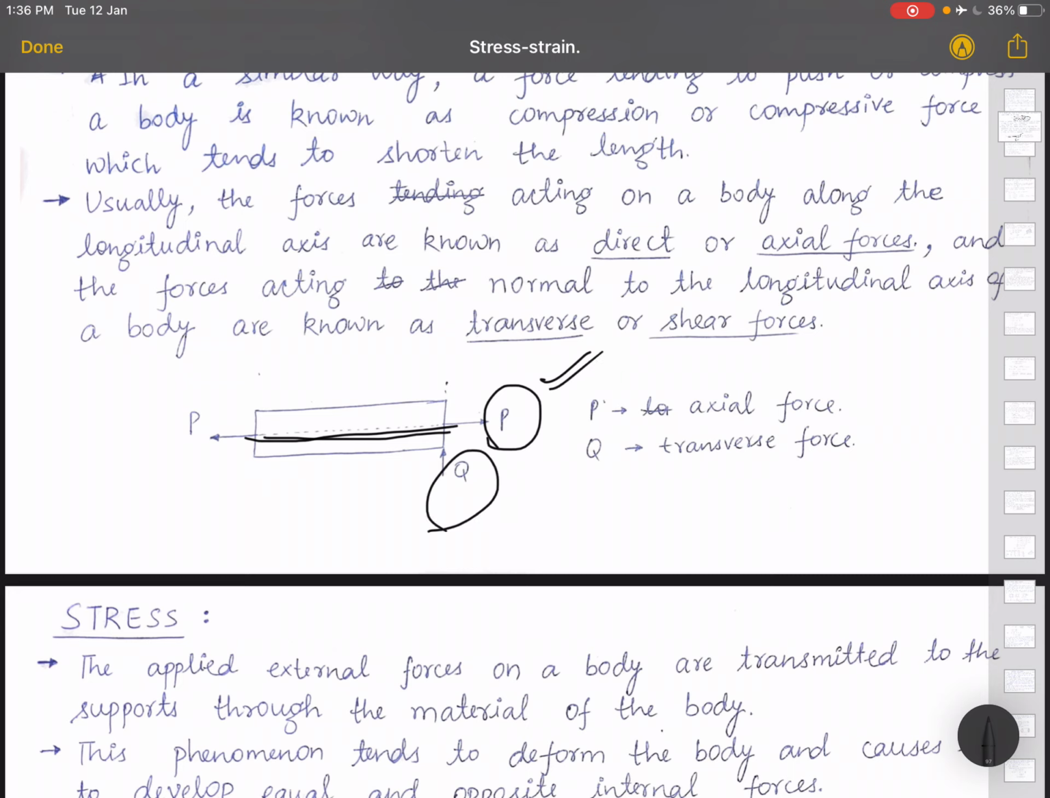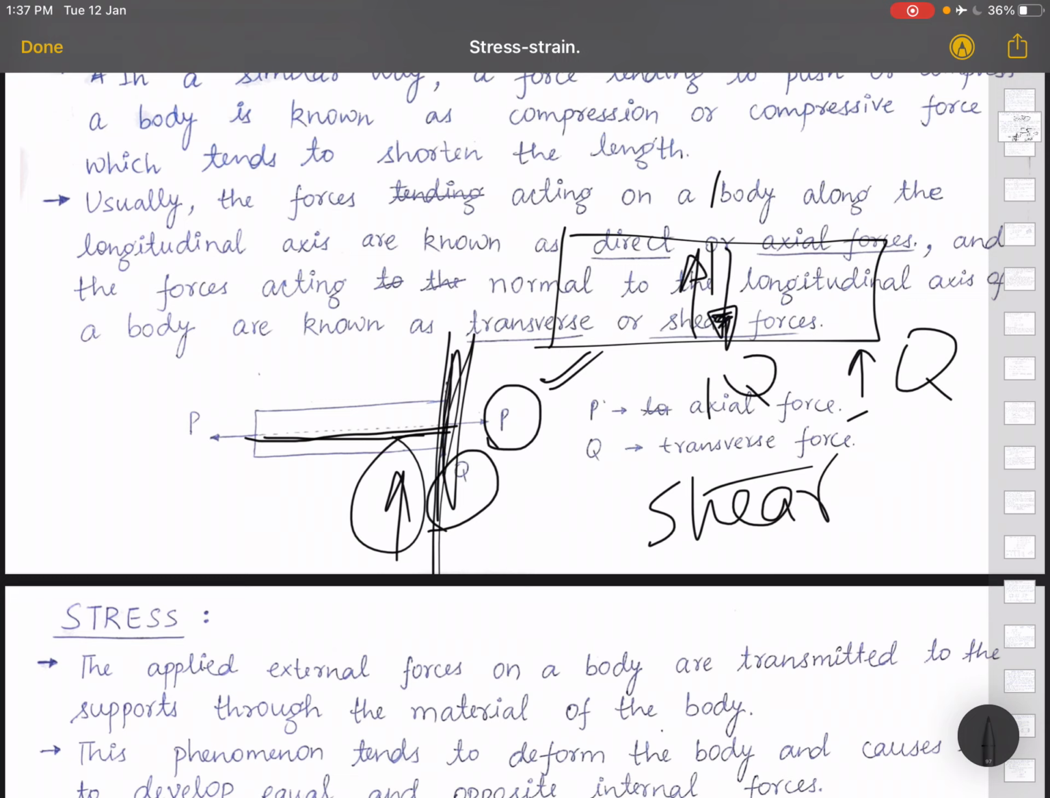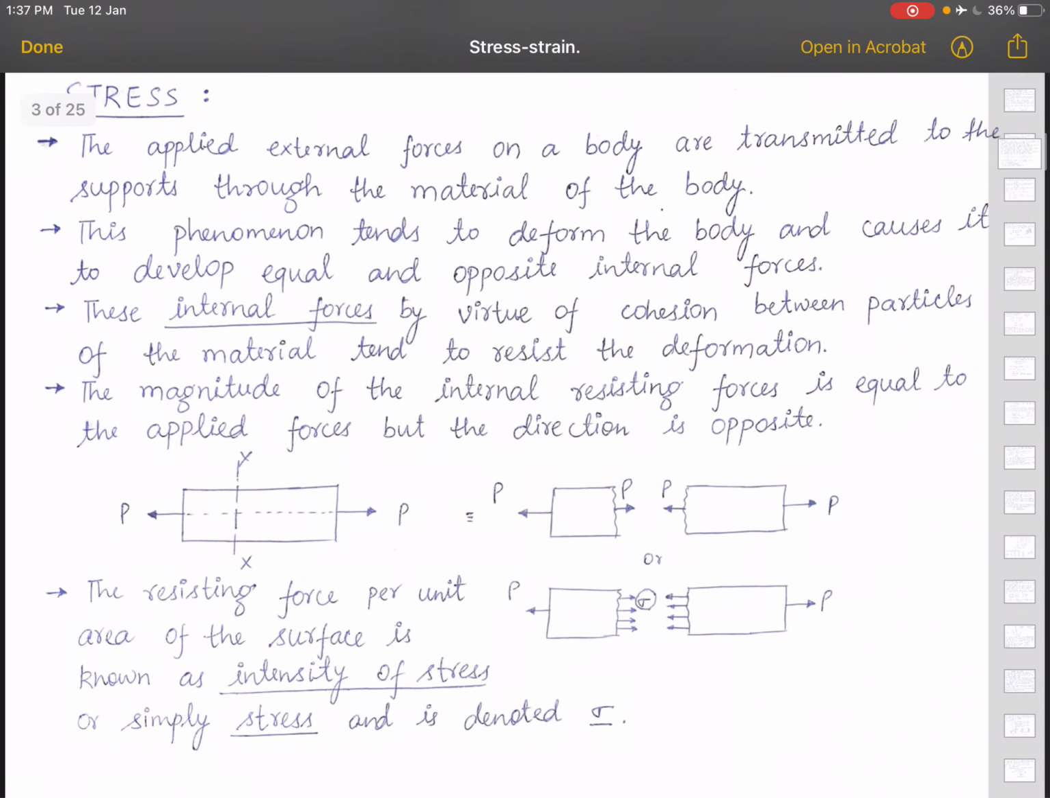Now this force Q is parallel to the cross section. This is the cross section and this is Q. So this will be termed as transverse or shear force. Why is this known as shear force? Because if this is Q at any section, and we want to see what is going to happen to maintain equilibrium, here also Q will be acting, and this will try to shear this. That's why the term shear has come.